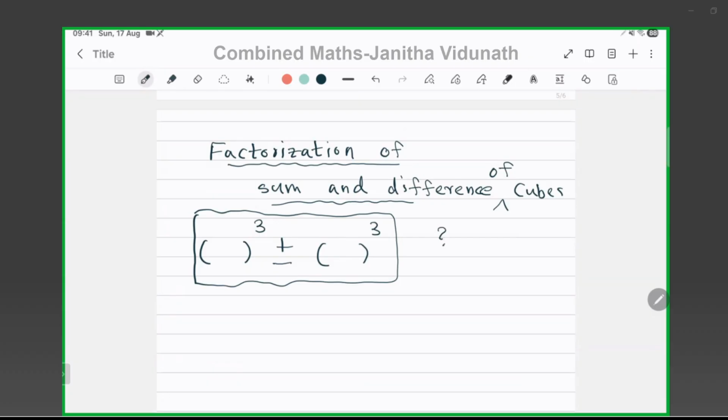Before going into the sum and difference of cubes, I will give a short question for you. Based on your O/L knowledge, try to expand a plus b whole cube and a minus b whole cube. I will give 2 minutes to do this activity. Write down the expansion of these two and send me the answers on WhatsApp.